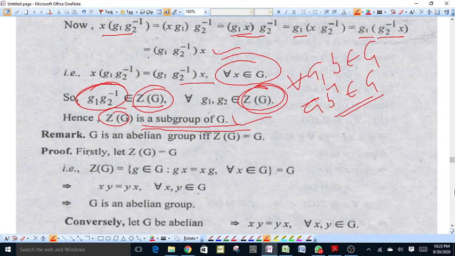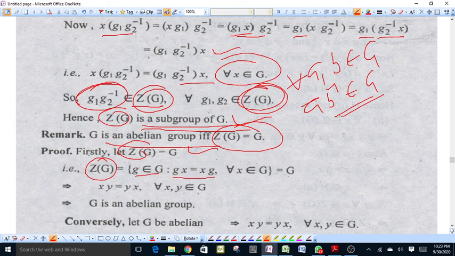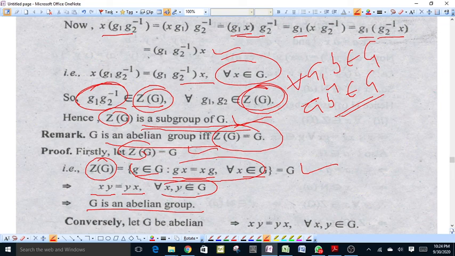Next, G is an abelian group if and only if Z(G) is equal to G. Let us suppose first we take Z(G) is equal to G, that is Z(G) is the set of all those elements of G such that gx is equal to xg for all x elements of G. This means this set contains all the elements of G. Therefore, Z(G) will be equal to G. That is xy is equal to yx for all elements x, y of G. That is G is an abelian group because xy is equal to yx.